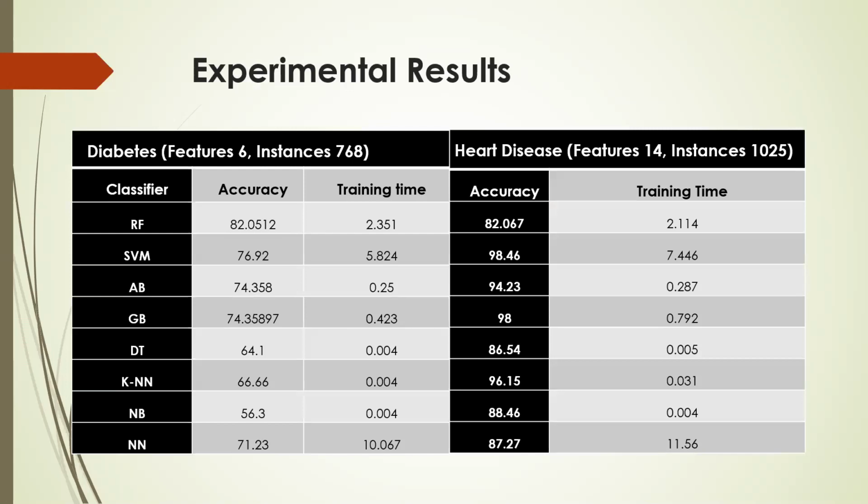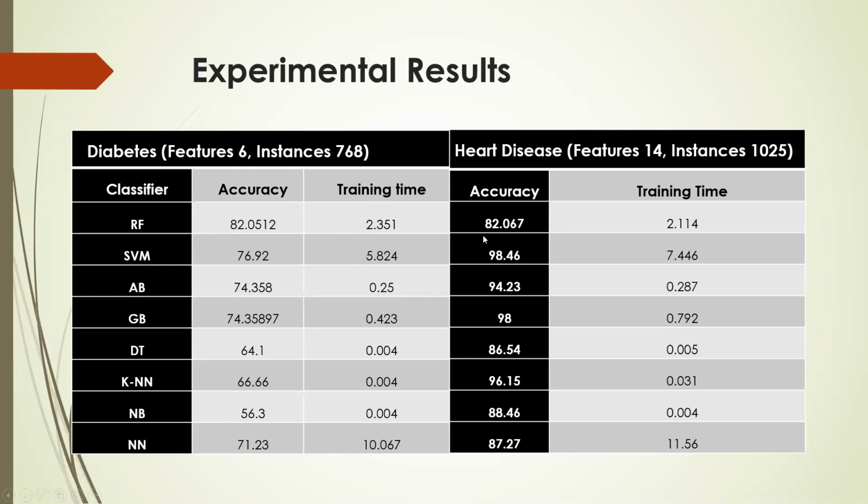So when I come to the experiments and results, you can see here that random forest is performing with 82% accuracy and 2 seconds of training time on the diabetes data set with 6 features and 768 instances. But with the neural networks, it is performing with 71% accuracy and 10 seconds of training time. Here you can see neural networks learn intelligently at each layer, but take a lot of time. That's what I'm trying to prove here.